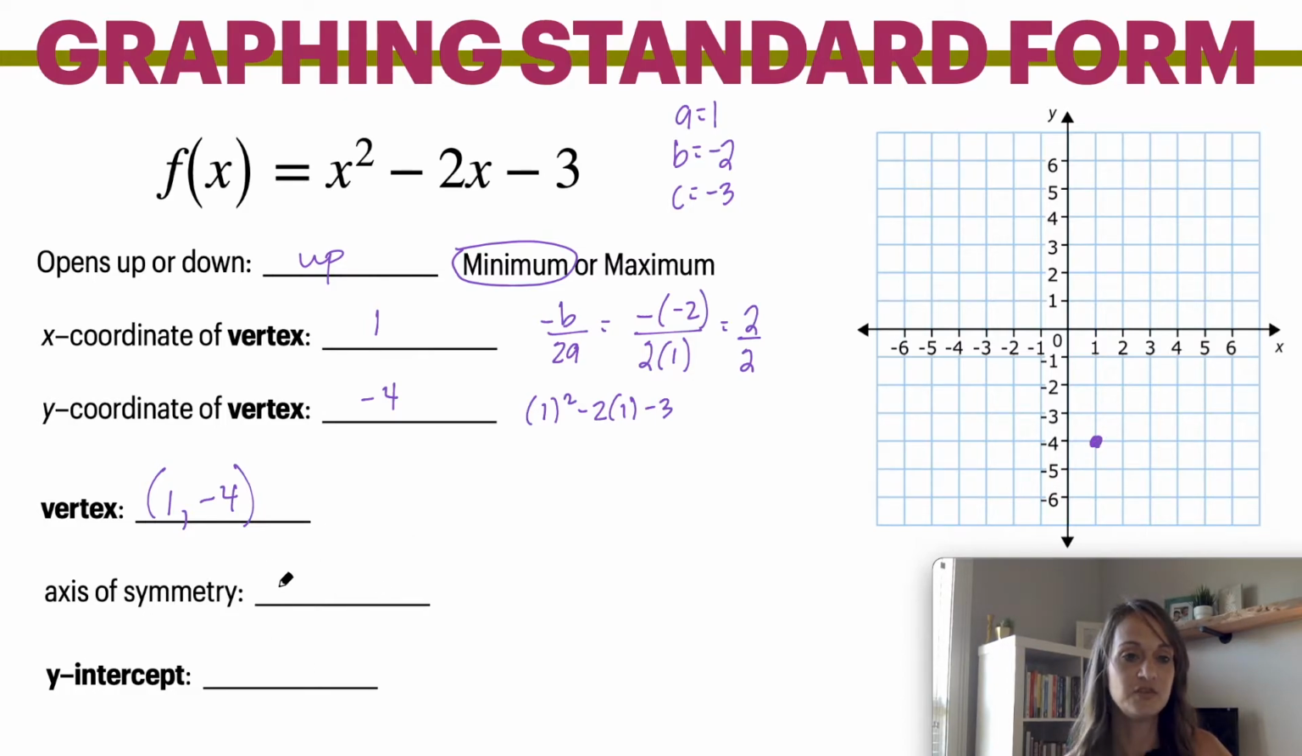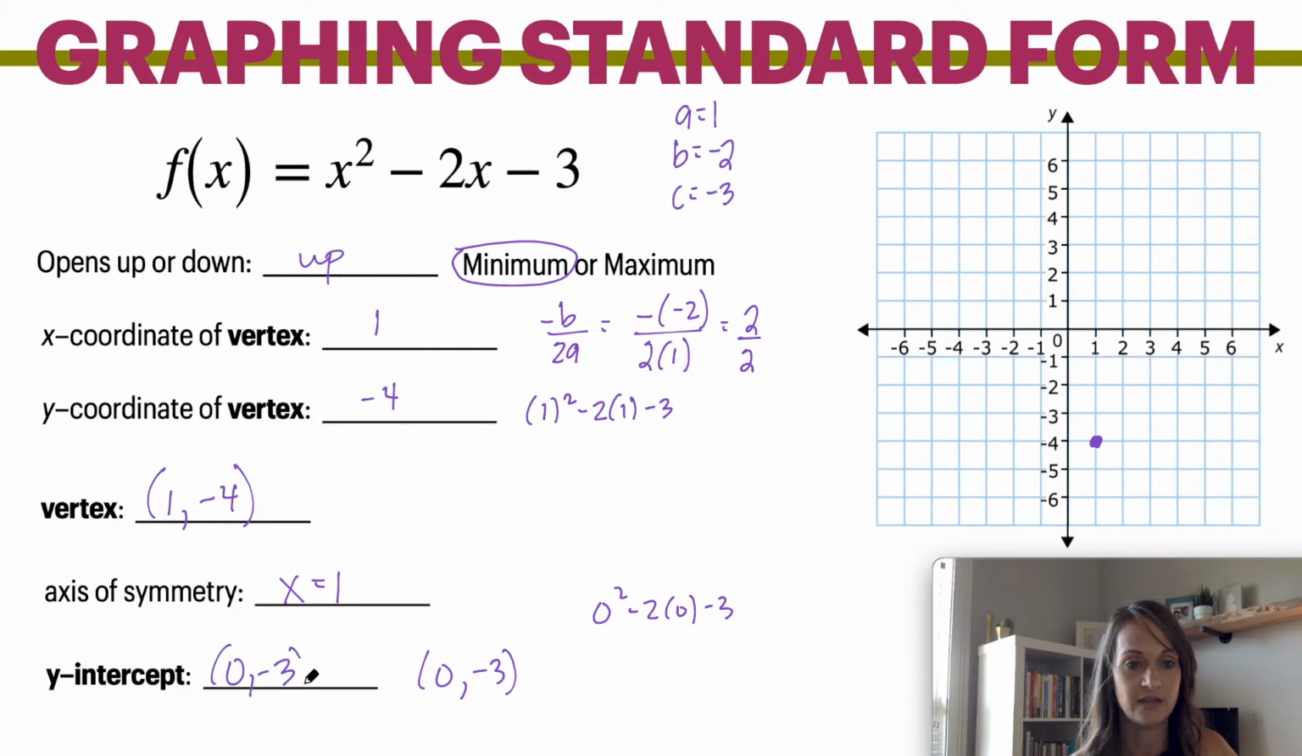The axis of symmetry is x equals my x value. My x value is 1. And then the y-intercept is we plug in 0. So if we do that, we'll get 0 squared minus 2 times 0 minus 3, which will give me a -3. So my y-intercept is the coordinate point 0, -3. So 0, -3 happens here.